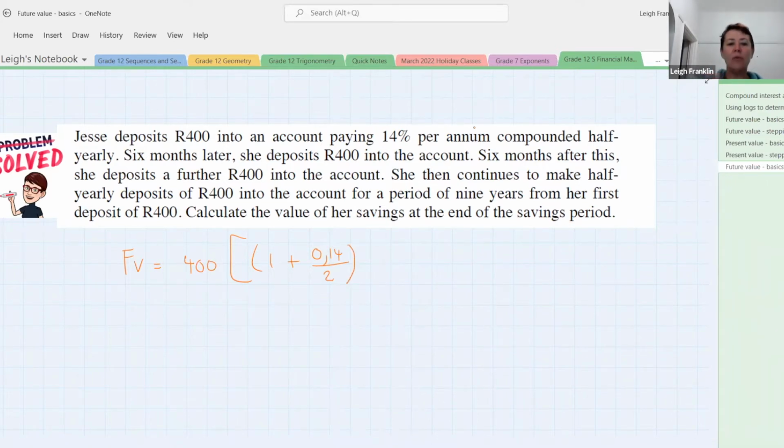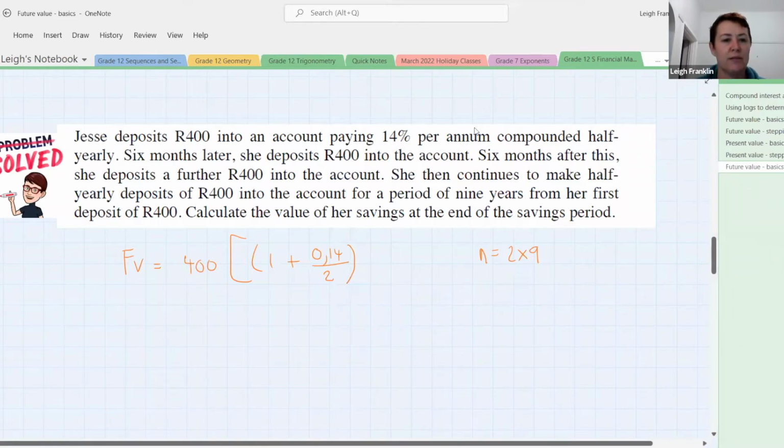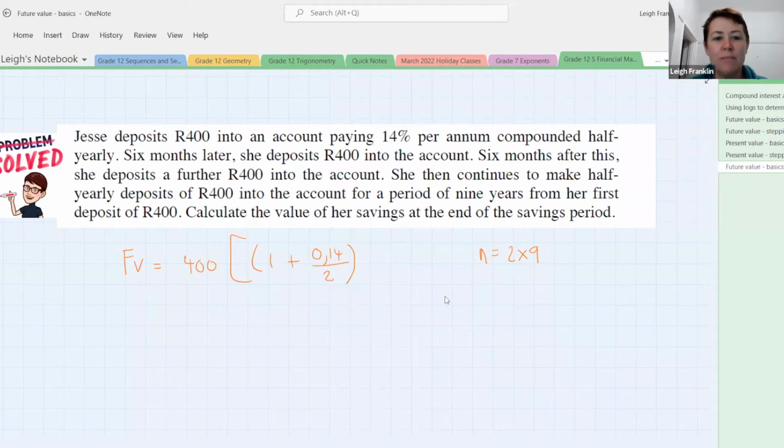Now we need to work out the value of N. Remember, this person deposits the money into the account twice a year for 9 years. So N is going to be equal to 2 times 9. Are we going to add 1 in this case? From the language of the question, are they implying that there is an immediate payment? What do you guys think? Are we going to add that 1 or are we not going to add the 1 in this case?